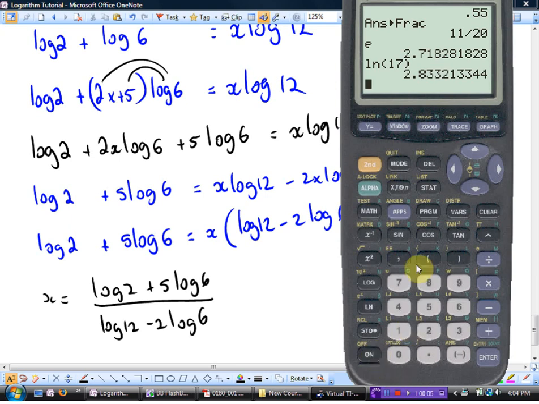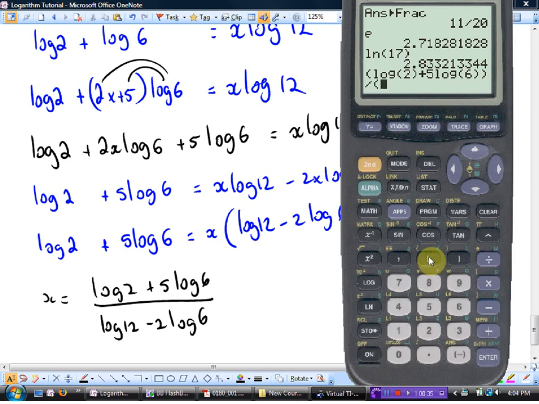The first thing I'm typing is bracket. Log 2. I notice it opened a bracket in front of the 2. I better close that off. Plus 5 log 6. I need to close the bracket off for the log. Did I just come to the end of the top? Yes, so now I need to close that bracket off.